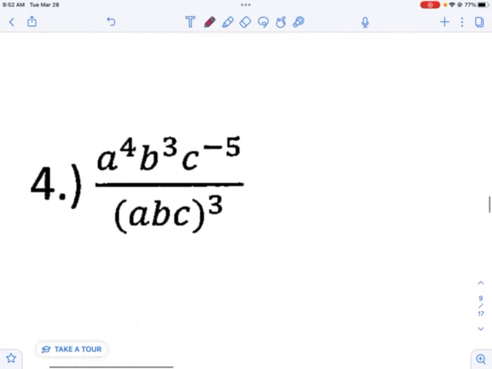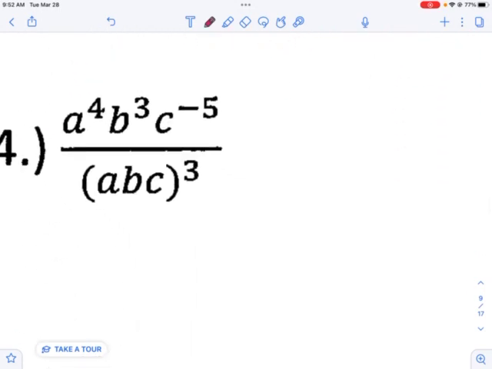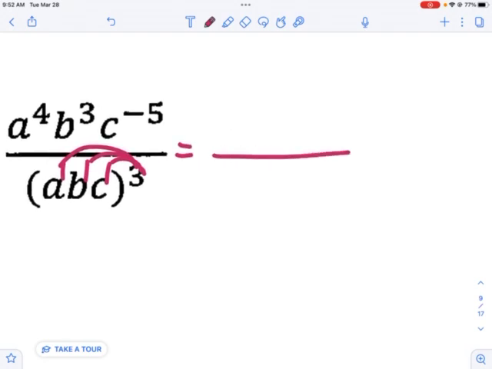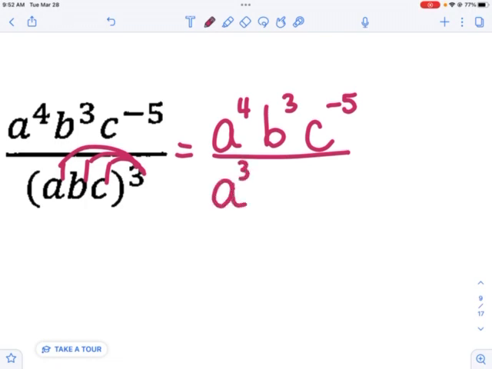All right, and let's say number 4. So I'm going to have to apply another rule here. So everything has exponents here. And then I'm going to put in those invisible ones. And I'm going to apply the power rule. Okay? I'll rewrite my numerator. A to the 4th, b to the 3rd, c to the negative 5th. And I know that a to the 1 times 3 should be a to the 3rd. B to the 1 times 3 should be b to the 3rd. And c to the 1 times 3 should be c to the 3rd.